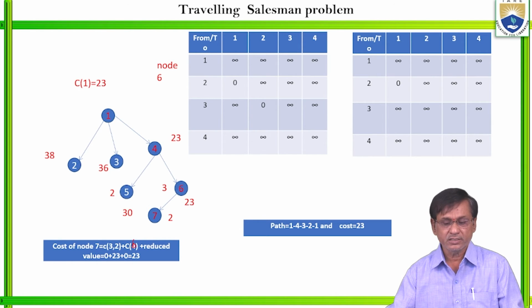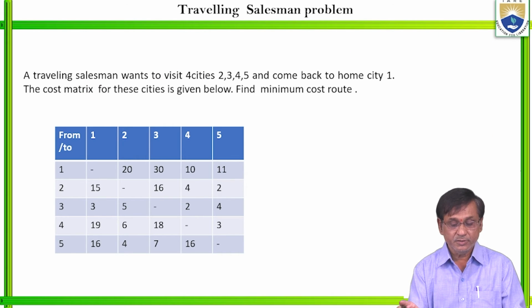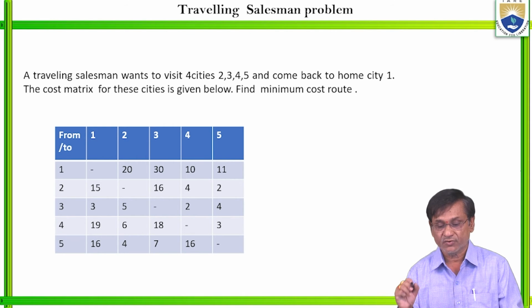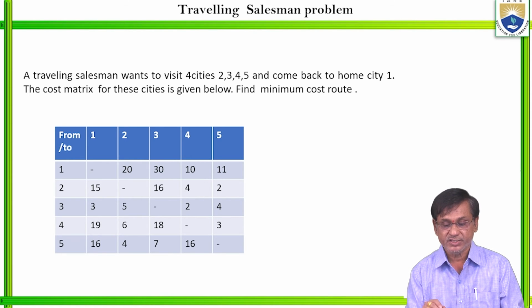Now I will take a little bit bigger problem. In the previous case we considered only 4 cities. Now we are considering 5 cities. A traveling salesman wants to visit 4 cities, 2, 3, 4 and 5, and come back to home city 1. The cost matrix for these cities is given below.